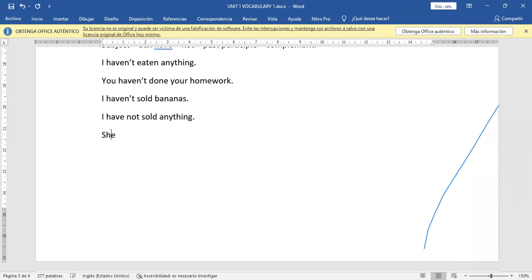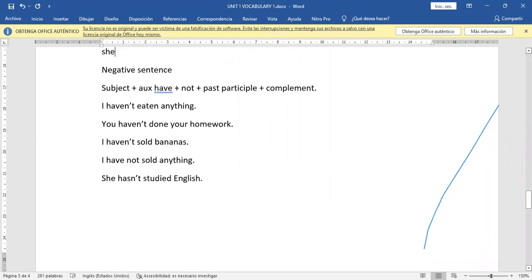She hasn't studied English. He hasn't studied English. Yes, she has: auxiliary has, not contraction. Hasn't studied English. She hasn't studied English. Negative sentence. Okay, that is a negative sentence.